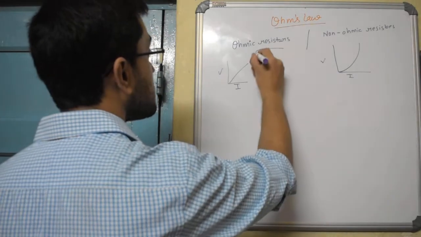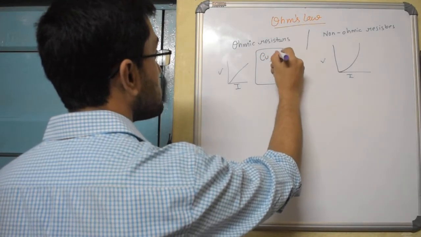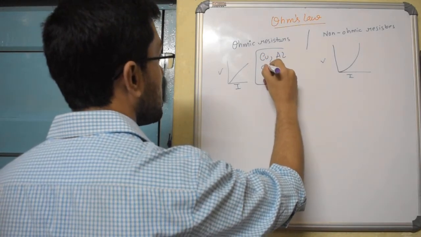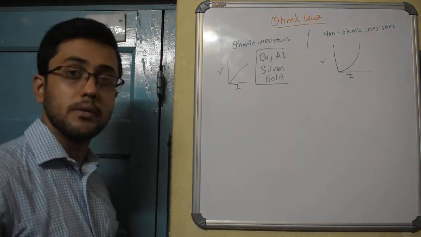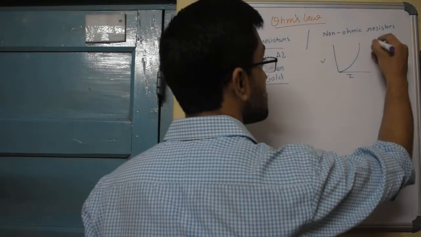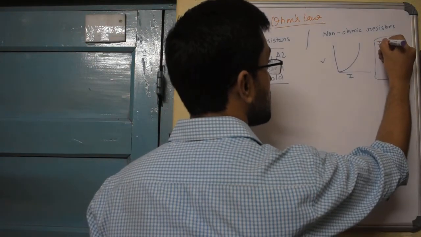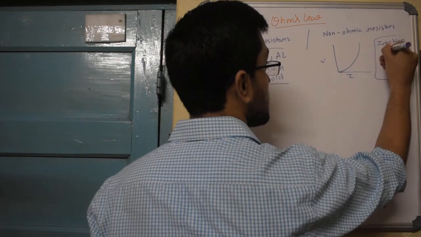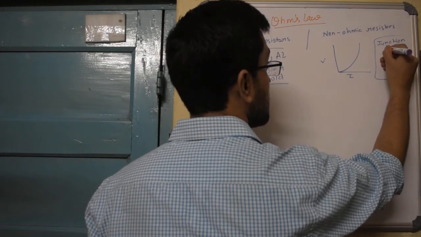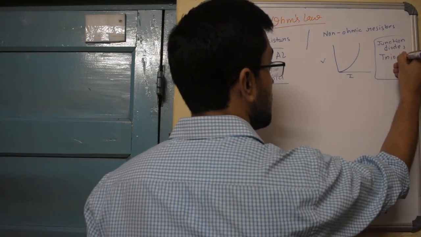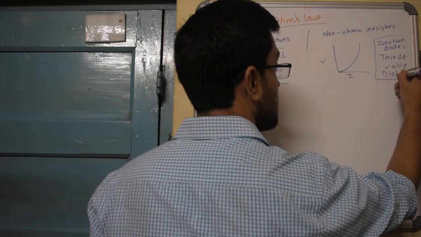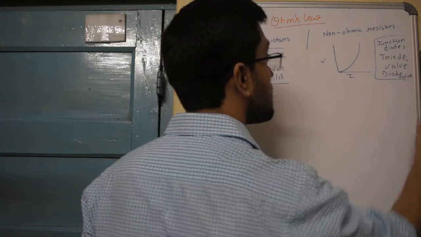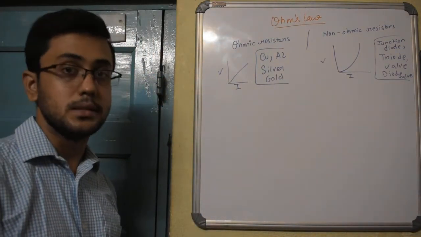Examples of ohmic resistors are all good conductors, as we said: copper, aluminium, silver, gold. All of these good conductors are ohmic resistors. And under non-ohmic resistors, we have something like the junction diode, triode valve, diode valve. These are examples of non-ohmic resistors.